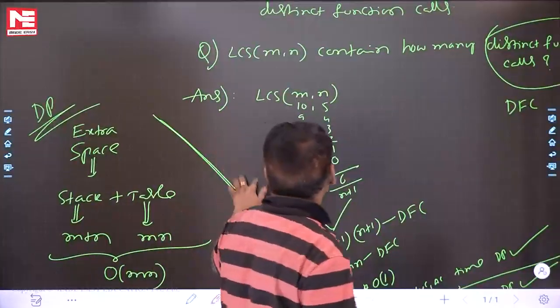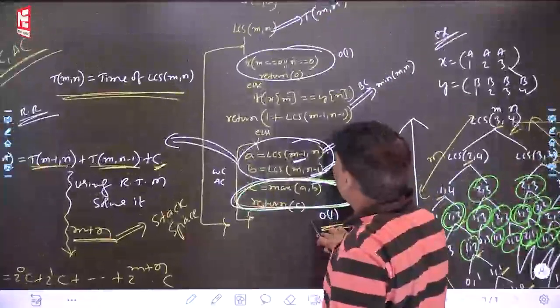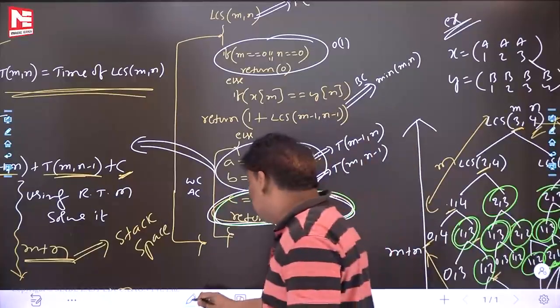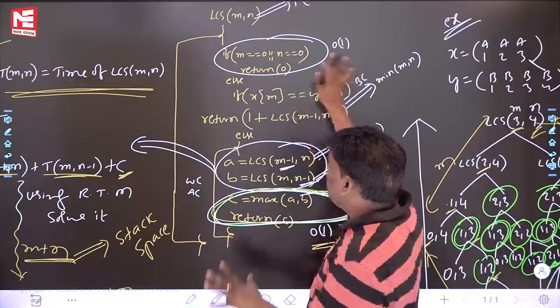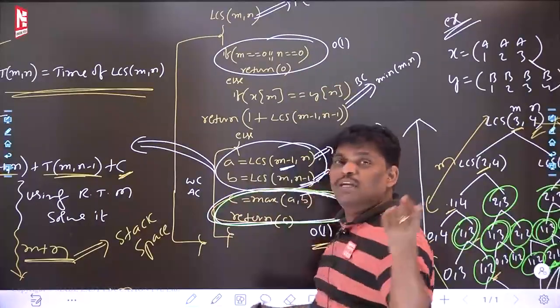Some students are asking one more interesting question. The question is like this: Sir, how will you convert this program into a dynamic programming program? See this one. This is the way of writing the LCS program without dynamic programming. With dynamic programming, how? In the previous class, I said this.